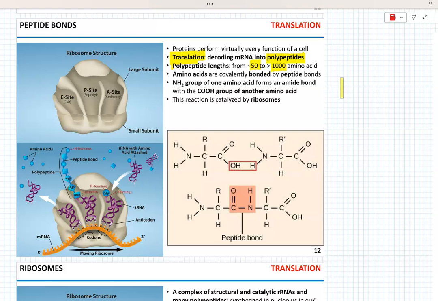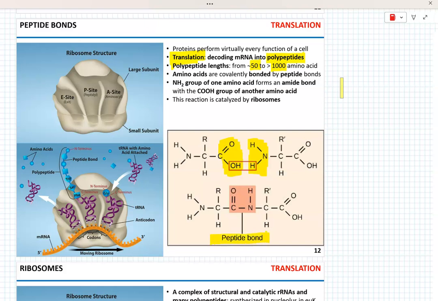And in these polypeptides, amino acids are bonded by a covalent peptide bond between two adjacent amino acid residues. You can see in this illustration that the amino group of one amino acid forms what's called an amide bond with the carboxyl group of another amino acid.